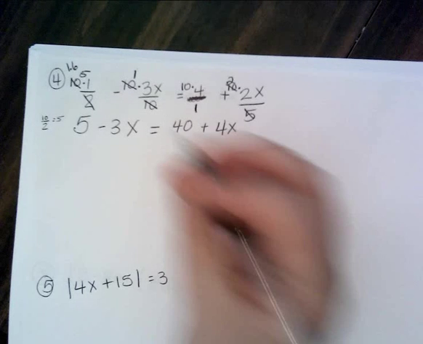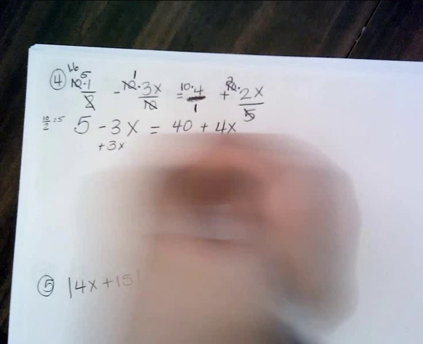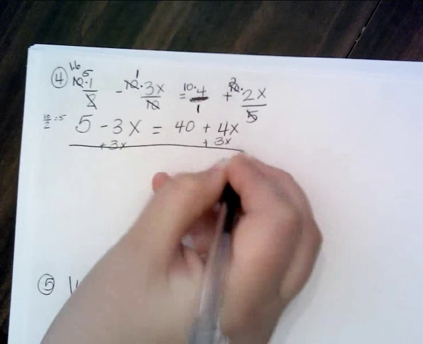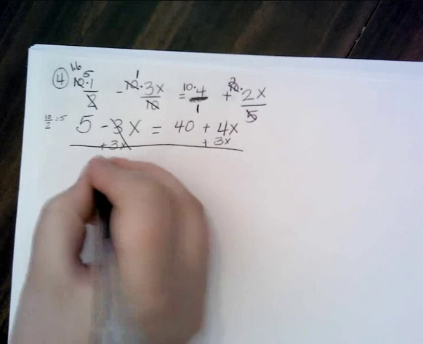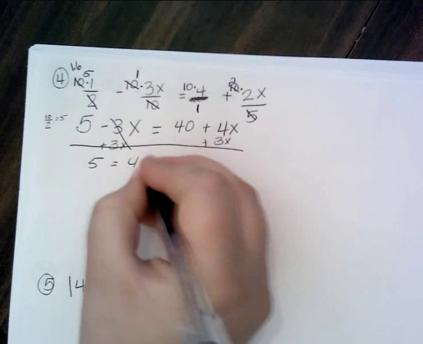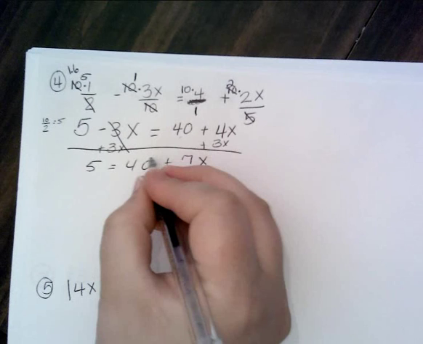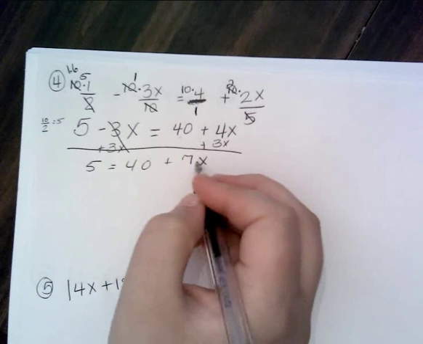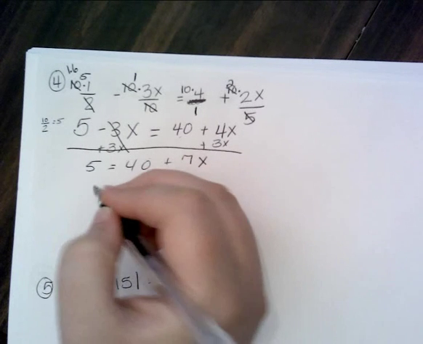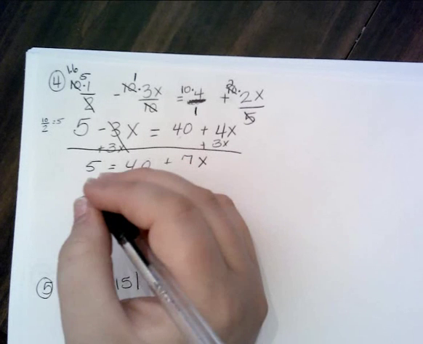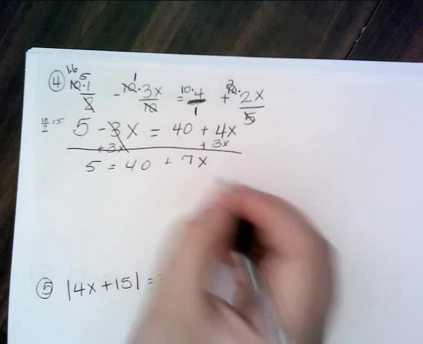So I'm going to add 3x to both sides, which gives me 5 equals 40 plus 7x. I brought that 40 down, 4x plus 3x is 7x, and I brought the 5 down. So now I'm going to move everything on the other side away from the x, because my whole goal is to get this x by itself.